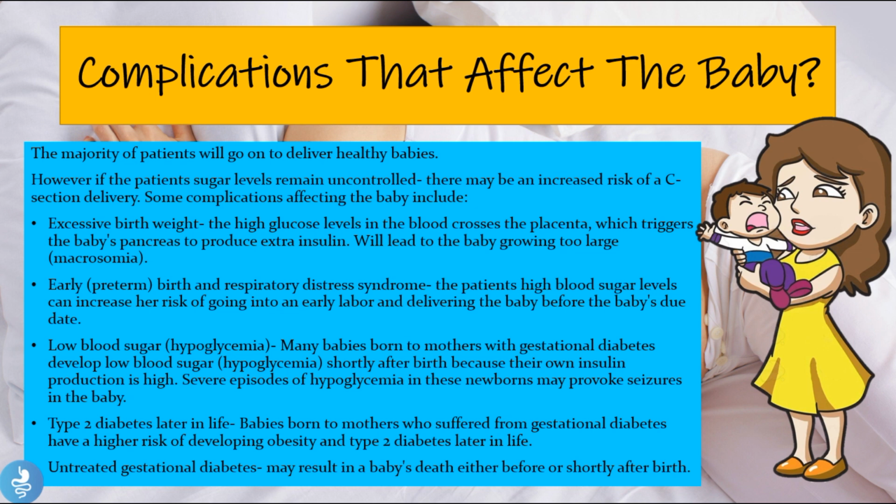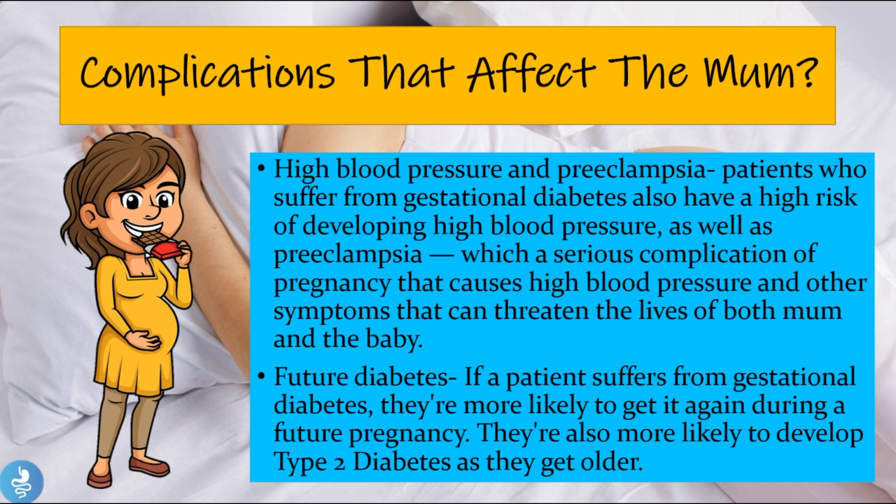Another complication is type 2 diabetes later in life. So babies born to mothers who suffered from gestational diabetes have a higher risk of developing obesity as well as type 2 diabetes later in life. Untreated gestational diabetes may also result in the baby's death either before or shortly after birth. So these are all complications that may affect the newborn. So moving on, let's just talk about some complications that may affect the mom.